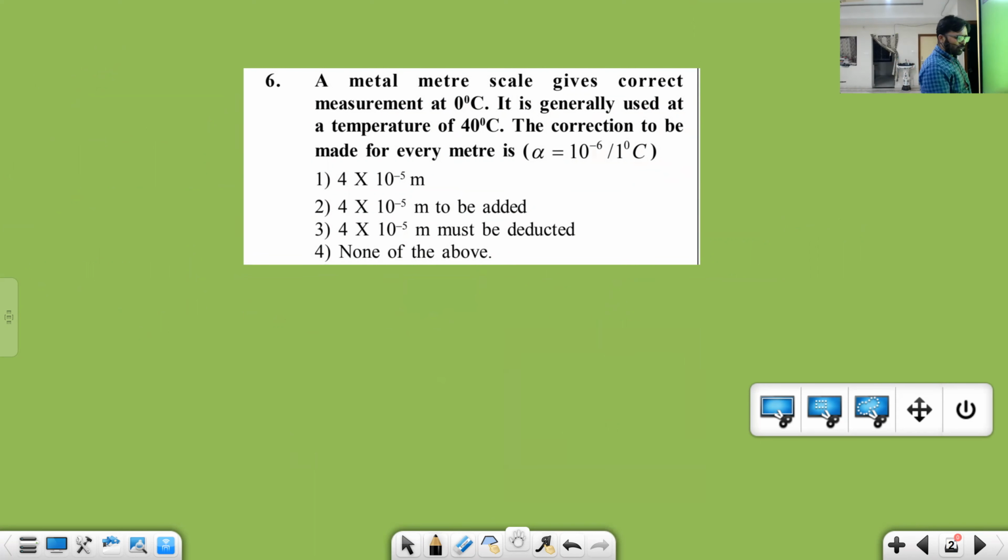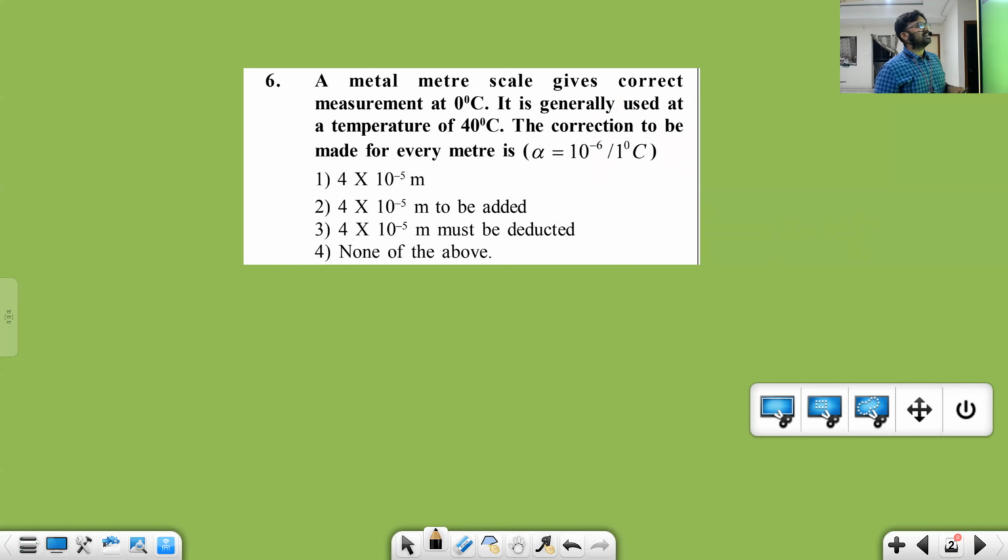So let us think once before saying the option. Metal made everywhere. One thing is confirmed: the answer is 4 into 10 power minus 5, or 4 into 10 power minus 5, or none of the above. Okay, none of the above is dangerous. So we can't say it's confirmed. 4 into 10 power minus 5 is also not confirmed. Okay, first we'll see what the given question is.